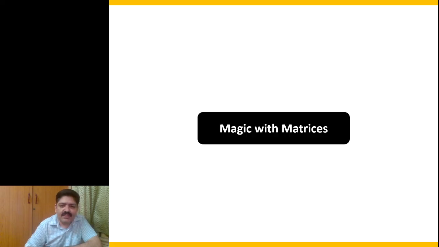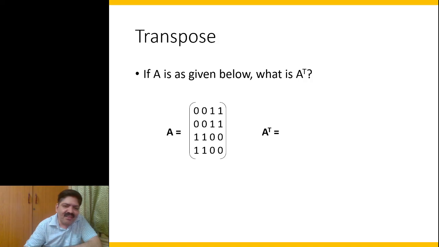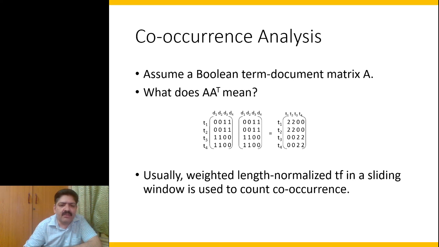Okay, so let's do some magic with matrices now. Let's say I have a matrix A. Then what would A transpose look like? So here is A transpose for you. Let's assume I have a term document matrix T and D here, so I have the terms on the vertical axis and the documents on the horizontal axis. So if that is the case, I have a matrix like this. Can you guess what A transpose would do in this case? Yes, that's right. So we have a term-term co-occurrence matrix as a result if I multiply the term document matrix with its transpose. And this is pretty useful for me.